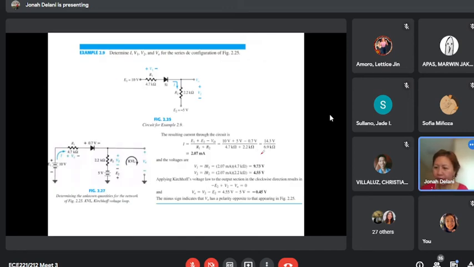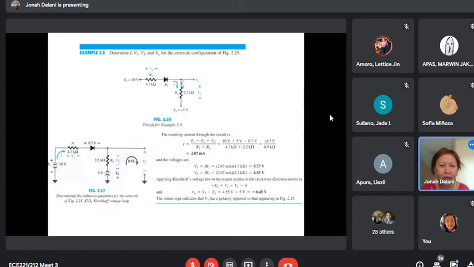Next example. We have this series circuit, 10 volts, a 4.7 kilo ohm resistor, and then a silicon diode, and then a 2.2 kilo ohm resistor connected to another power supply, negative 5 volts. The diode is forward biased. At the anode, it is connected to a positive potential, 10 volts. The other supply is negative 5. Essentially, it is also forward biased because the anode is more positive than the cathode.